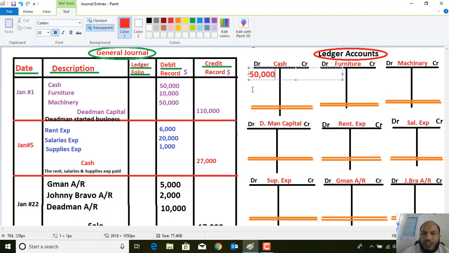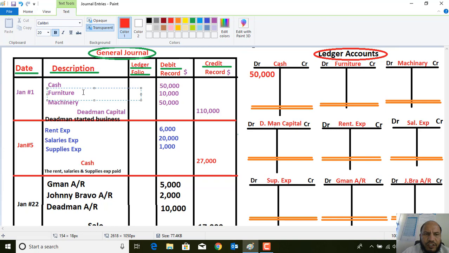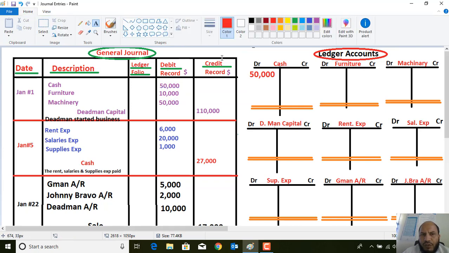50,000 cash. Dear students, if you see over here, we have another account, which is the furniture account. This furniture account has a debit balance, or a debit record, of 10,000 rupees. So we will take these 10,000 and record them at the debit side of the furniture. So if you see over here, we have the furniture ledger.